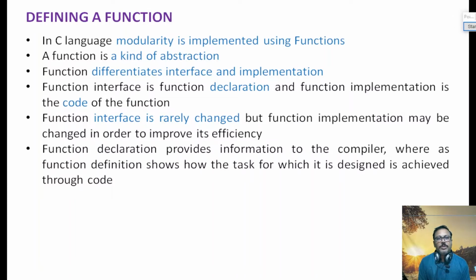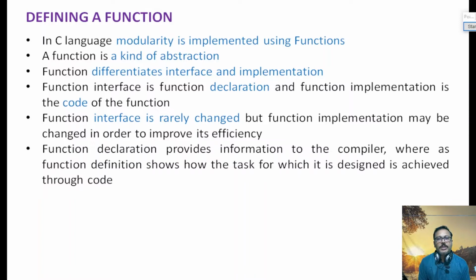So interface refers to what is visible to the world. That means how to invoke the function. When will you be able to invoke the function? When you know the name of the function, and when you know the type and number of the parameters that are to be passed, then you can invoke the function. So function differentiates this interface, what is visible to the outside world, and implementation, which is the code.